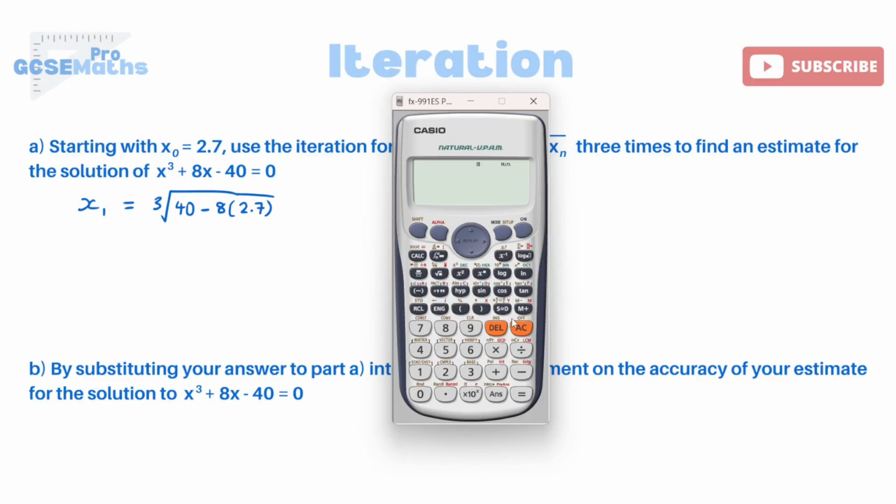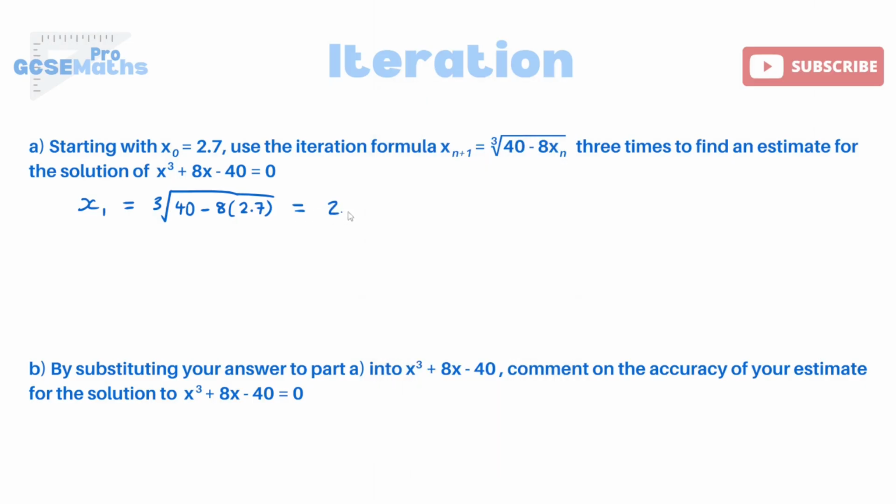We can use the same calculator trick again, so put 2.7 into the calculator so that it saves it as the answer. Then on top of that, just write in the actual formula, so the cube root of 40 minus, and then we have 8 multiplied by the answer. So our value for x1 is 2.640012.